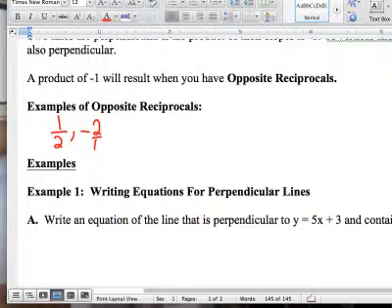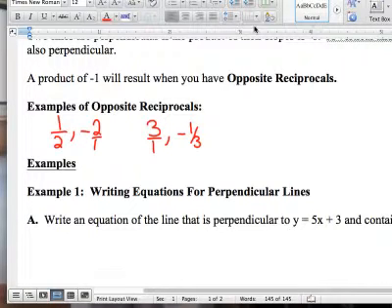Let's say I have another example. How about I have 3? What would be the opposite reciprocal of 3? -1/3. Yeah, because this is 3/1, right? So then it's -1/3. So those are examples of opposite reciprocals. And slopes of perpendicular lines, they won't be the same this time. They'll be opposite reciprocals of one another. Okay, so we had the same types of problems that we did on Friday, only this time, instead of using the same slope, we're going to use the opposite reciprocal slope.